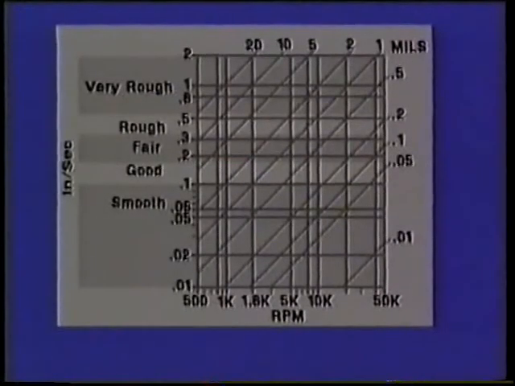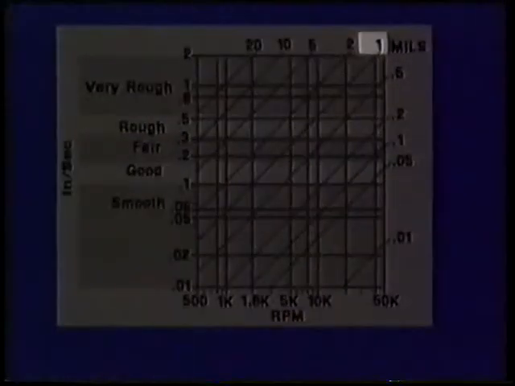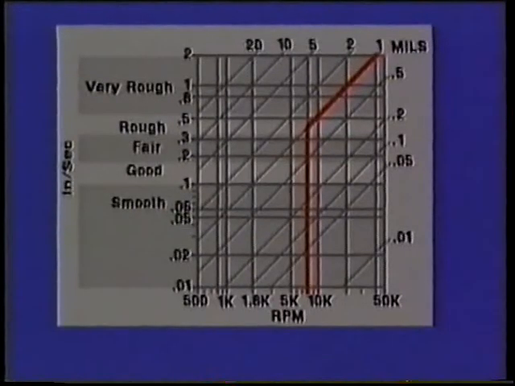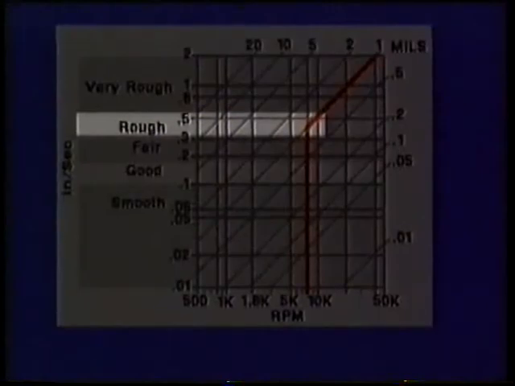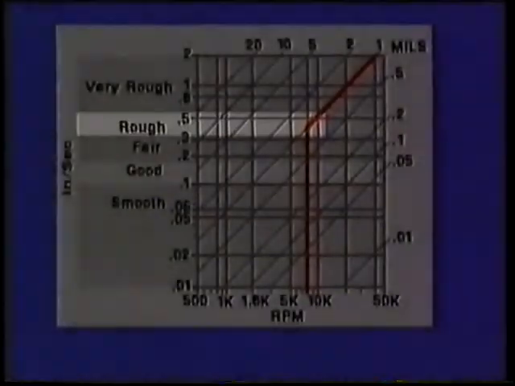Let's look at another example, this time where the vibration reading is in mils. Let's say, for example, that the measured displacement is 1 mil, and the speed of the equipment is 8,000 RPM. Following these two lines to their intersection brings us here. Then, following this line of intersection across to the left, we can determine that the level of severity is here. This indicates that the rotating part is operating in the rough range. This is a sign of a severe problem.